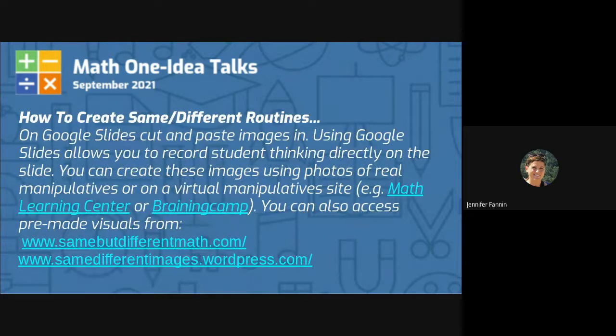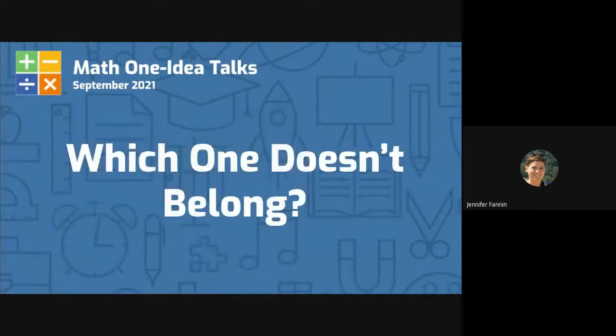How to create same different routines. On Google Slides, you could cut and paste images in. Using Google Slides allows you to record student thinking directly on the slide. You can create these images using photos of real manipulatives or on a virtual manipulative site, such as Math Learning Center or Braining Camp. You can also access pre-made visuals from the website Same But Different Math or Same Different Images. The next routine to be discussed is which one doesn't belong.